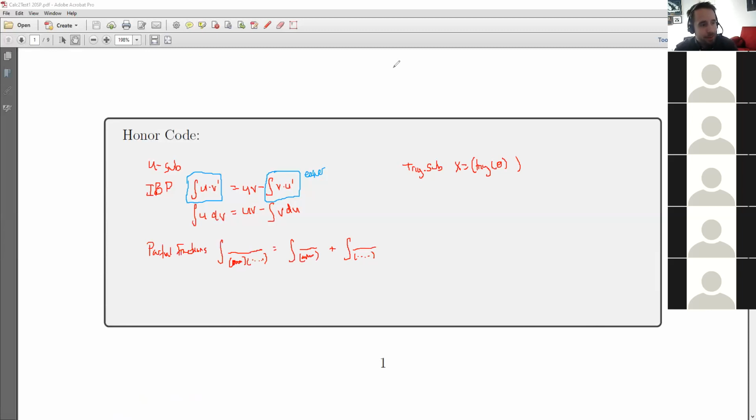And usually the hint for a trig sub was that it had one of these forms. It was either something like 1 over the square root of a squared minus x squared, 1 over the square root of x squared minus a squared, or 1 over x squared plus a squared. So it was one of these three quantities that we were keeping an eye out for, typically involving an x squared in the denominator, plus or minus some constant. So trig sub was a special trick.